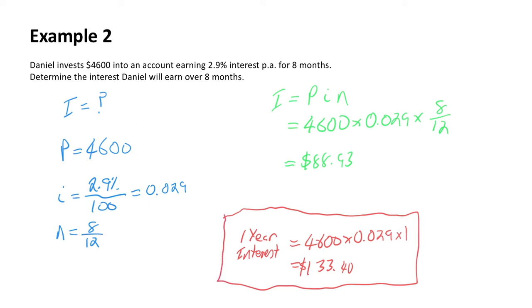It just gives you that little bit more peace of mind that your answer is reasonable and makes sense. So that's an example of how we can do our simple interest calculation.